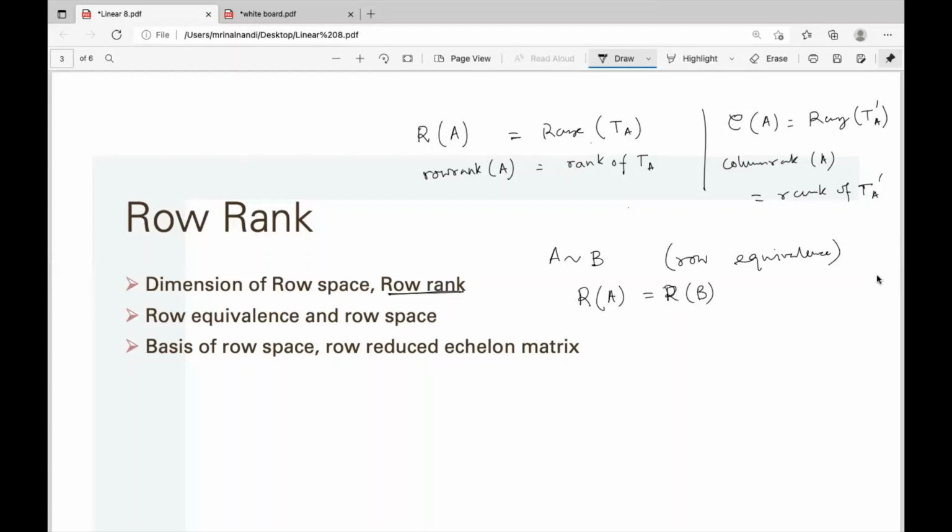Two row equivalent matrices have the same row space. Why? It's clear, because two row equivalent matrices means there is a matrix A, and you apply elementary row operations and you will reach B.